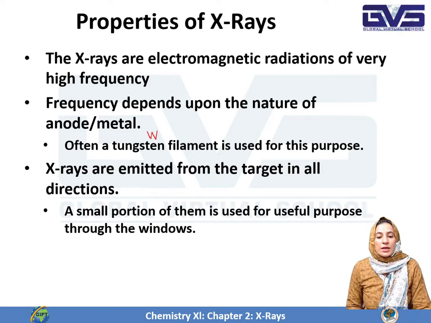And the X-rays are emitted from the target in all directions. In the previous picture you have seen that X-rays are given a window, because X-rays are produced in all directions, and these X-rays are dangerous, so for some useful purpose they are used from a window. They are given the window.